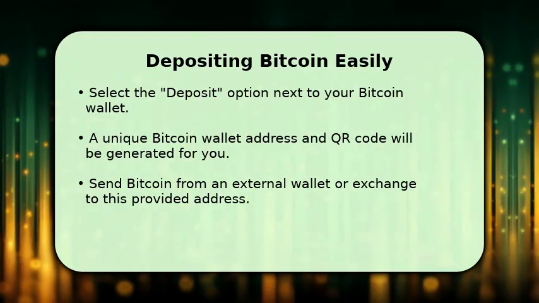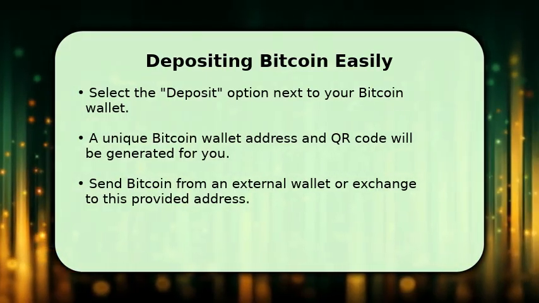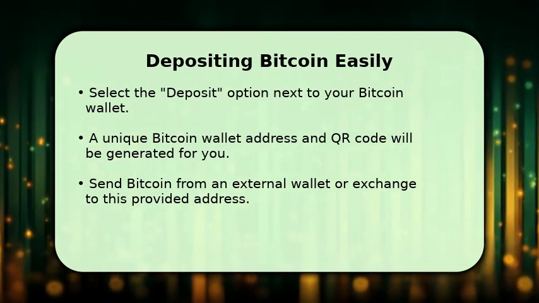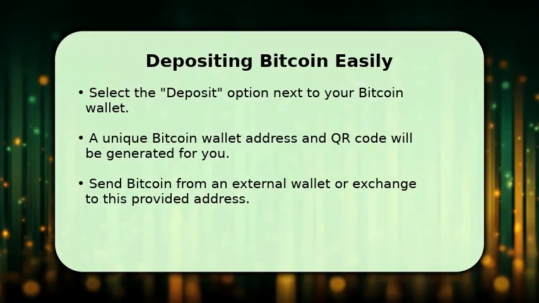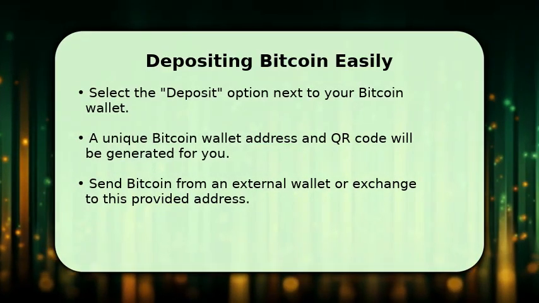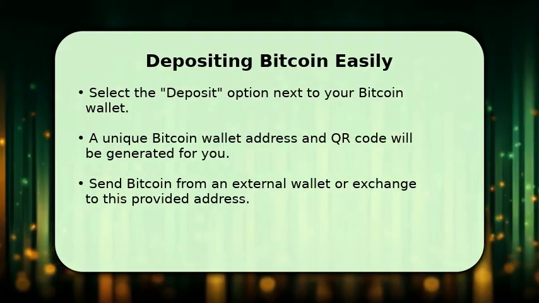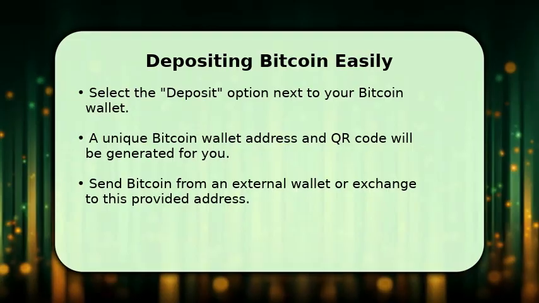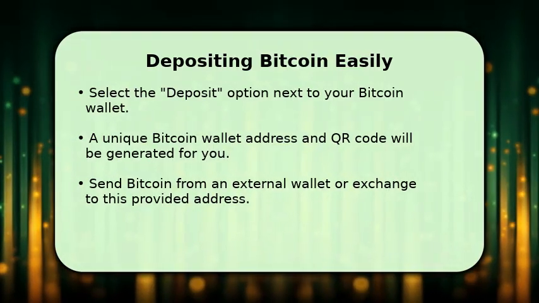To deposit Bitcoin into your Bybit wallet, simply click the deposit button associated with your Bitcoin asset. This action will generate a unique Bitcoin wallet address, which acts like your bank account number for crypto. You'll also see a QR code for easy scanning. Carefully copy this address or scan the QR code, then paste it into your external wallet or exchange to initiate the transfer. Always double-check the address before confirming.